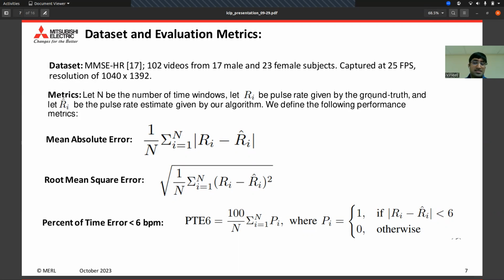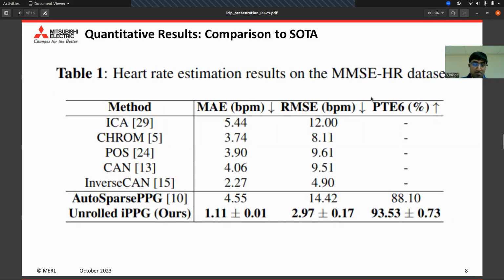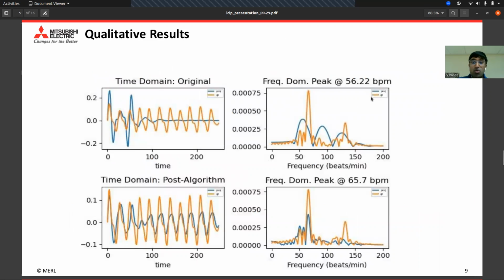Using this data set and this set of evaluation metrics, we show that we achieve state-of-the-art results using Unrolled-iPPG. Our results show that we perform better than traditional signal processing methods like ICA, Chrome, and autosparse PPG, as well as we perform better than traditional deep learning methods such as CAN and inverse CAN. We show that hybrid signal processing and deep learning methods perform best. We also show qualitative results.